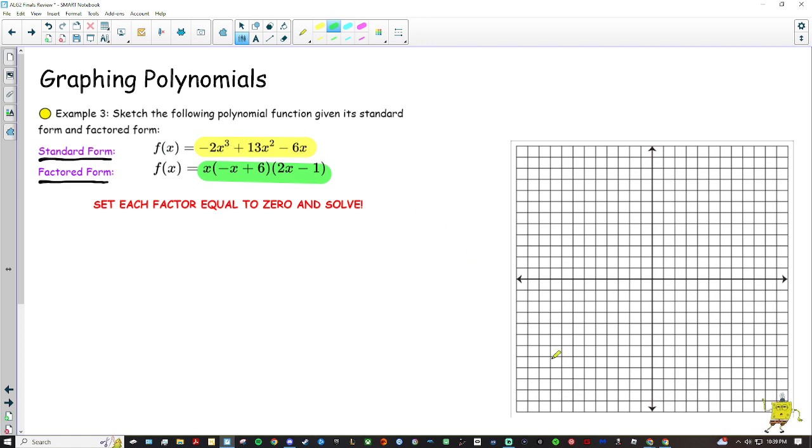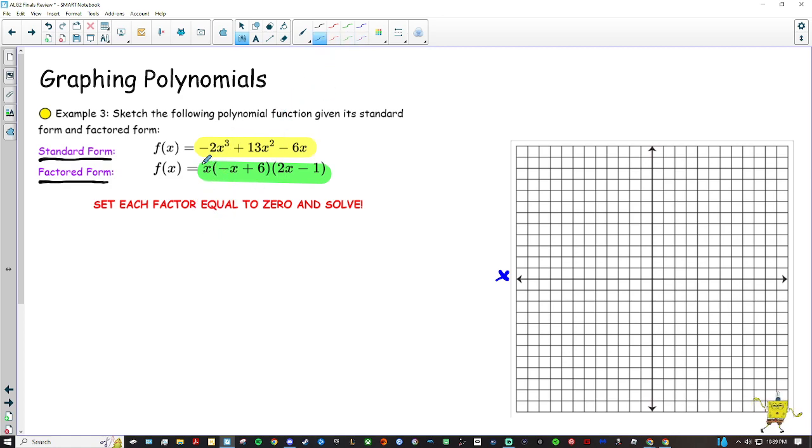Now, the standard form is going to help us know what shape it has. The factored form is going to tell us where it crosses the x-axis. So here's our x-axis. We need to figure out what points we are going to mark up on this coordinate plane. In order to do that, I need to set each of my factors equal to 0.